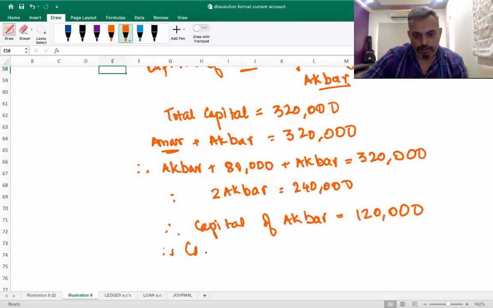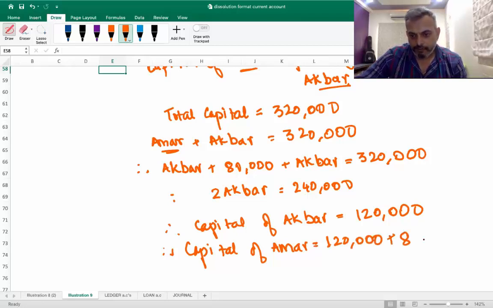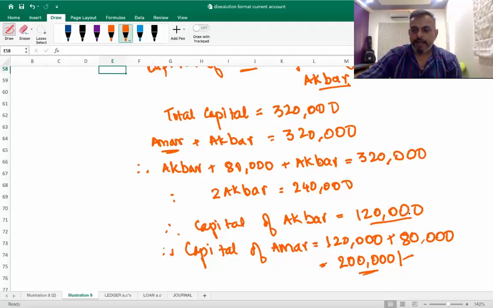Therefore, capital of Amar is equal to capital of Akbar plus 80,000, which comes to rupees 2 lakh. So we have capital of Amar 2 lakh, capital of Akbar 1,20,000. Please do the working, then we transfer the amount.